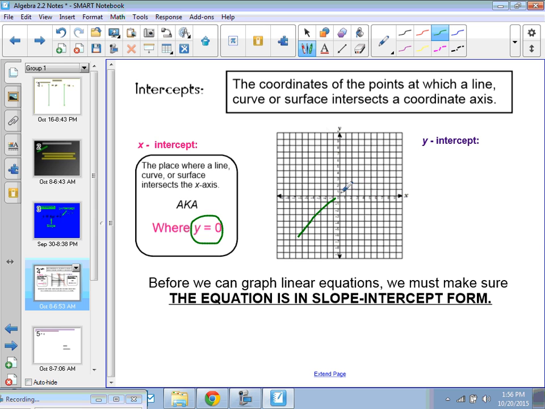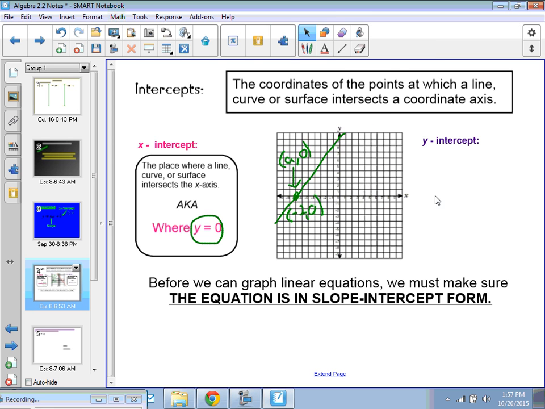So if I graph a line, my x-intercept is where it crosses the x-axis. If I draw another one, and let's say it's like this one, this is my x-intercept right there, and it's at the point a, comma, 0, wherever it intersects. This one would be at negative 7, 0. So it's where y is equal to 0, and we list our ordered pairs with x, y.